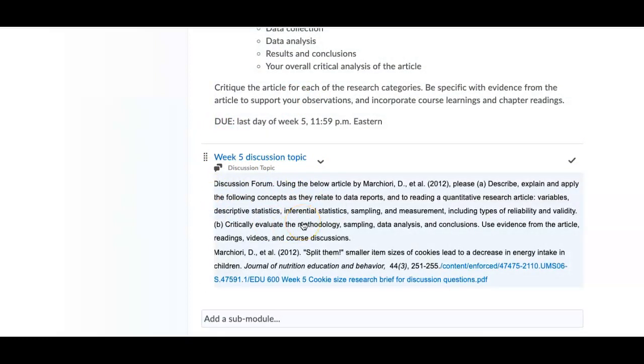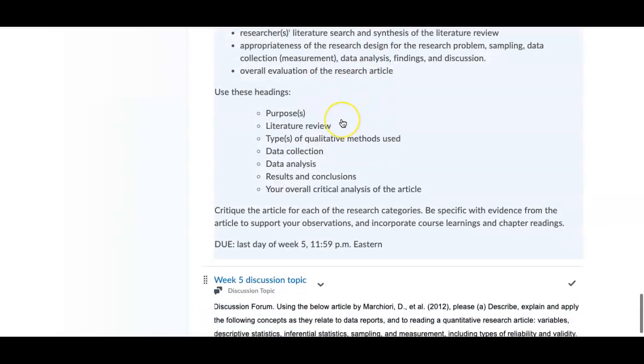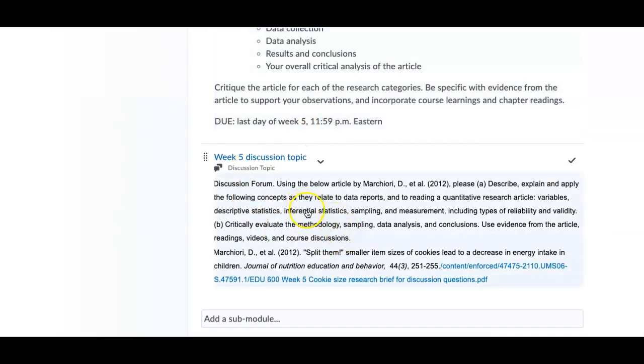Read through this. Once again, you have your assignment to do this week, so I'd rather you focus on the assignment rather than the discussion topic. But I would like you still to read the article and then answer these questions.